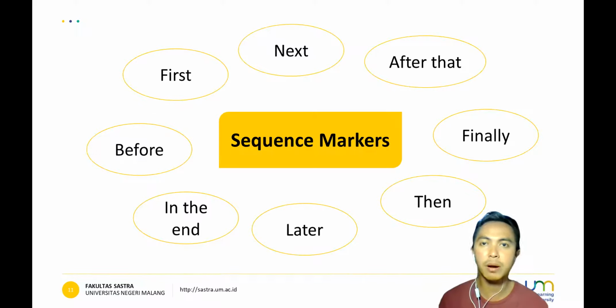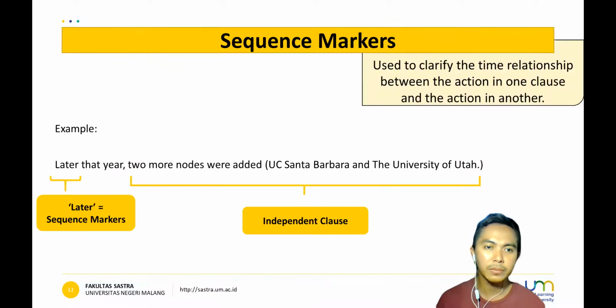So the sequence markers, which include the cause and effect, include before and after, first, second, third, finally, and so on. Those show the causal relations and the sequence, what happens in the first, second, and what happens in the following steps. The sequence marker is used to clarify the time relationship between the action in one clause and the action in another. Take a look at the following example.